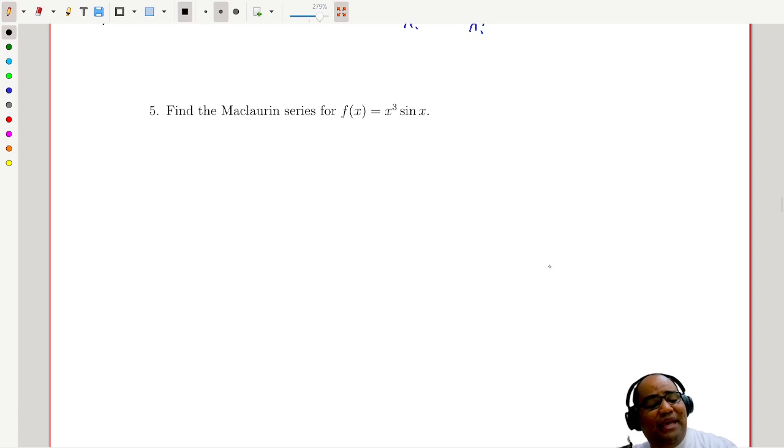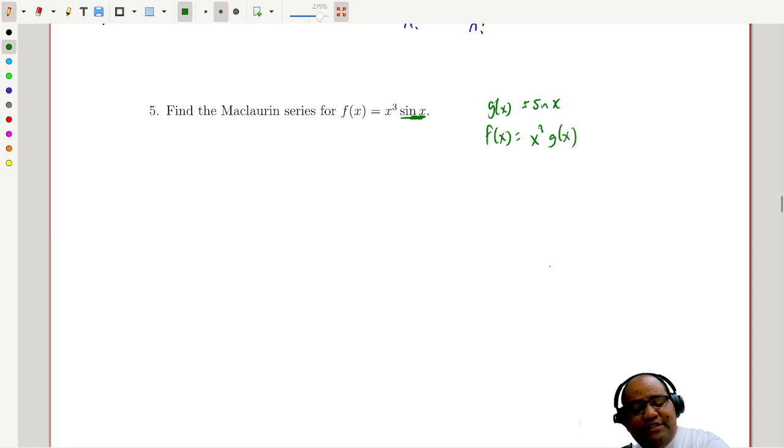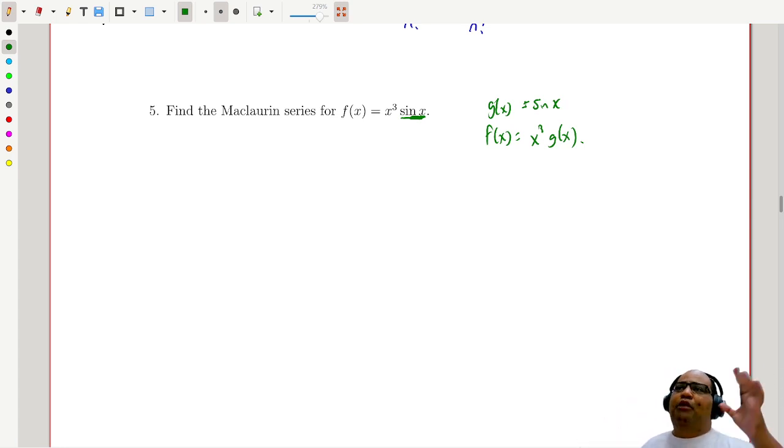We're going to go ahead and expand this helper function. Okay, we have a helper function here. I'm going to call g of x equals sine of x, and so f of x is equal to x cubed times g of x. Now, if I know how to expand g, I know how to expand f, because ultimately in the sum, I'm going to have an x cubed out front multiplying the sum, and I can just push that in.